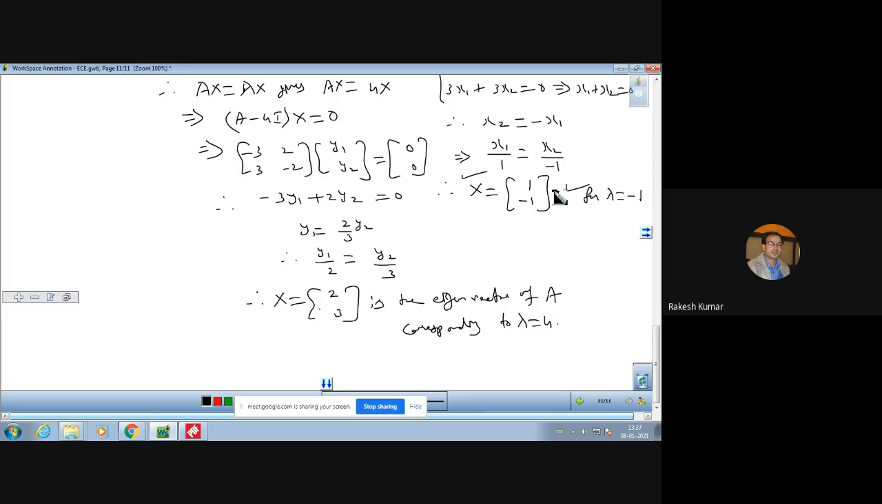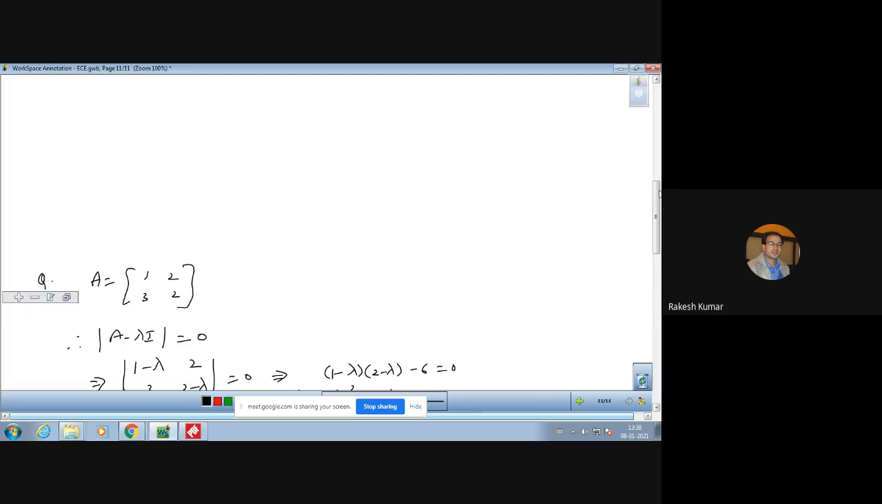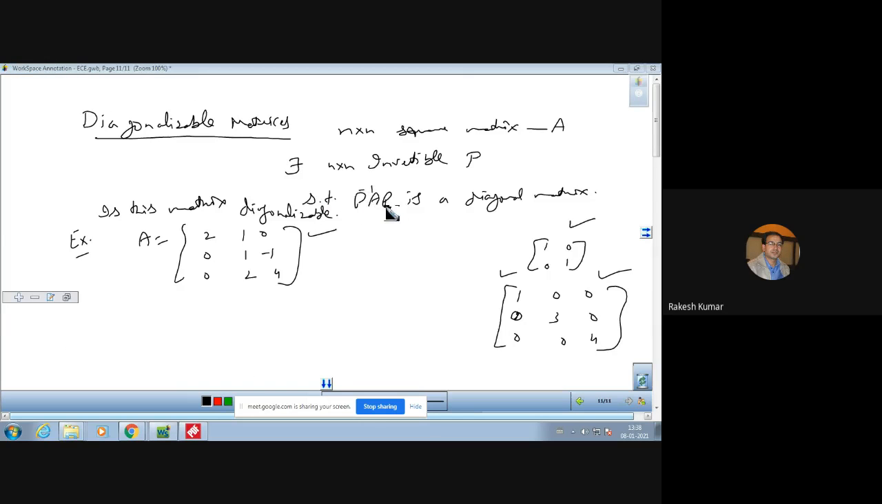So two eigenvectors have come: 1, -1 and 2, 3. And these eigenvectors give us the invertible matrix P. Which P matrix? This is known as the modal matrix. P is the modal matrix, which is invertible. Invertible means its inverse exists. We also mentioned this above in the definition. Go to the top, this one: such that P inverse AP is a diagonal matrix. So this is an invertible P matrix.